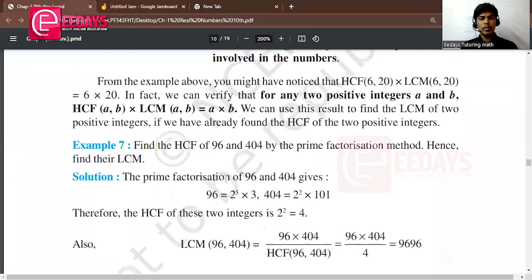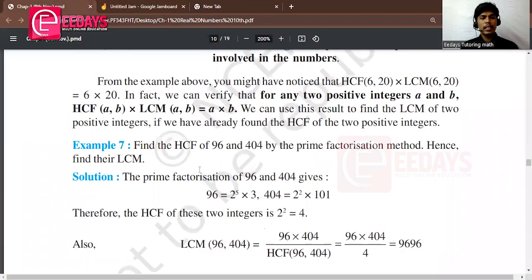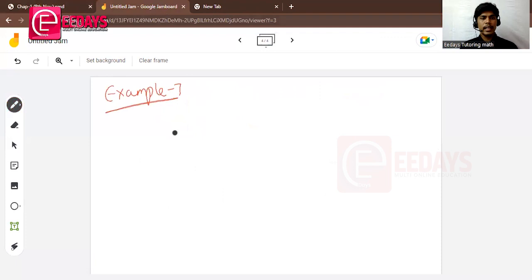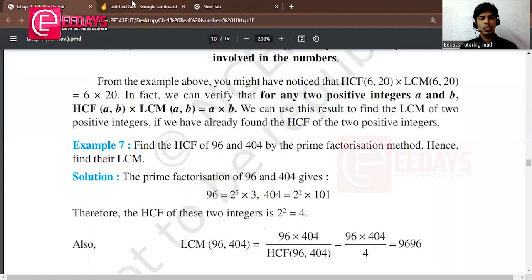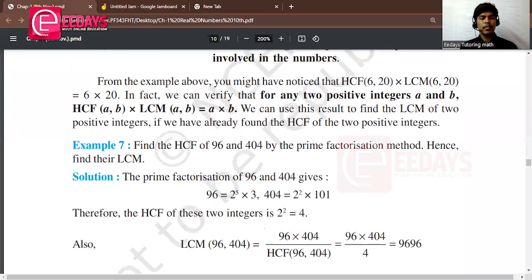So in this example, observe carefully. Let's do example 7. In example 7, what have they given? Find the HCF of 96 and 404 by the prime factorization method, and find the LCM. First, 96 and 404 are the two numbers. Let's take A is equal to 96 and B is equal to 404. Now we need to find the HCF. Whether we have to find HCF or LCM, what is the first step we have to take?